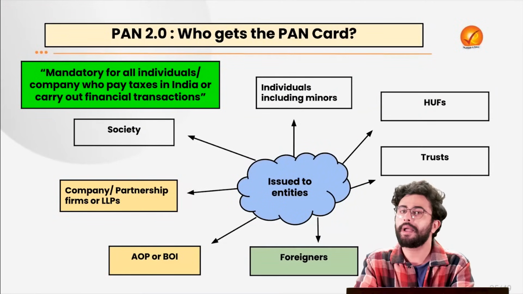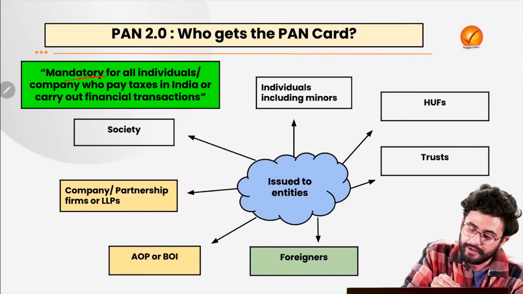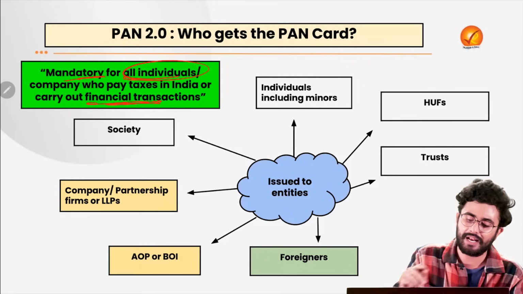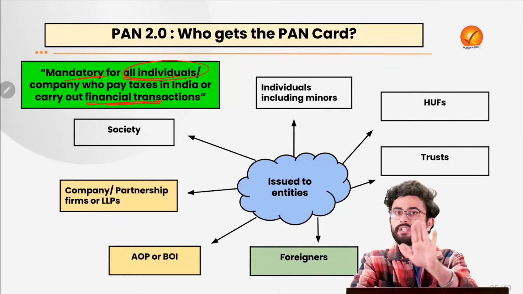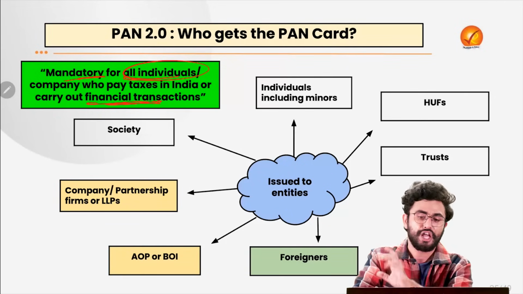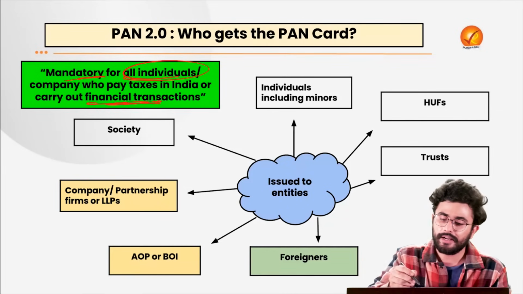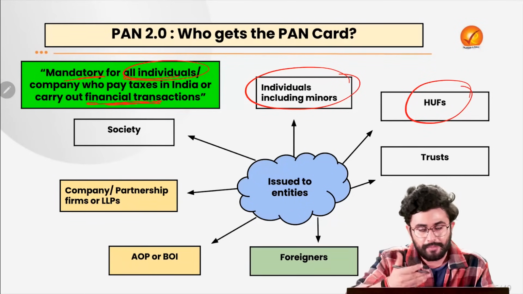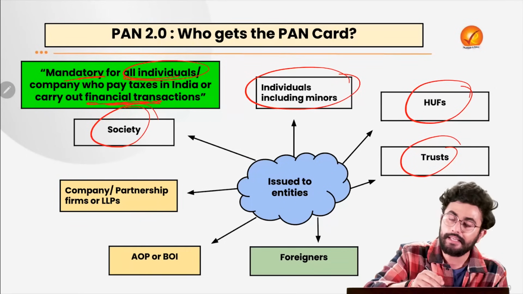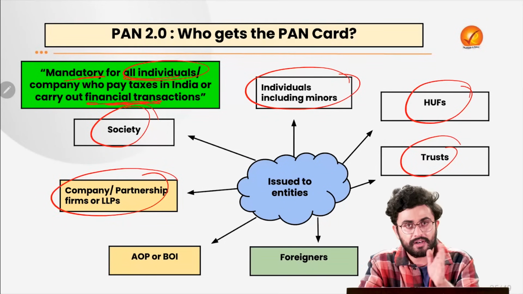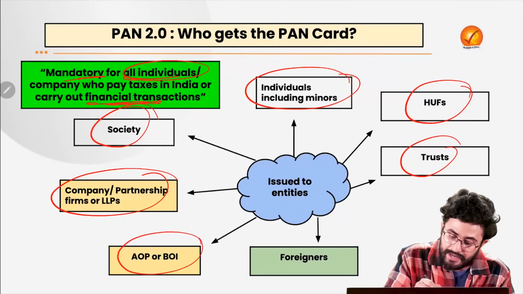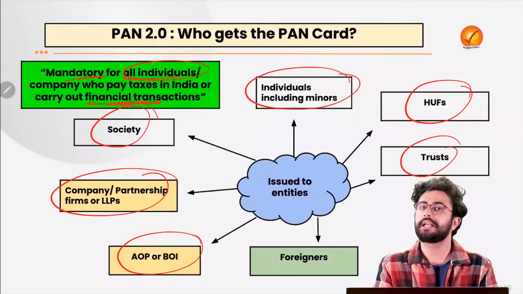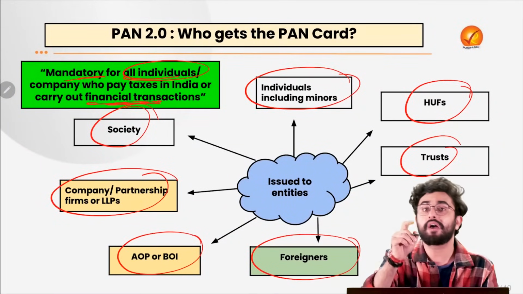So this PAN card, remember, is mandatory for all individuals and companies who pay taxes in India or carry out financial transactions. It is mandatory for them to hold the PAN card. So it is issued to which particular entities? It is issued to any individuals, including minors, any Hindu undivided family, as we saw, the trust, the society, the company, partnerships, firms or limited liability partnership, any kind of association of persons, or for example the body of individuals, and even foreigners as well.